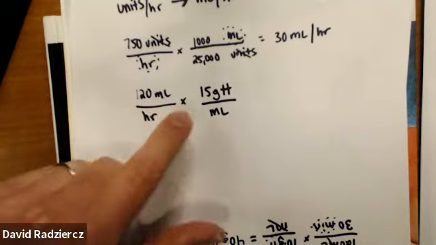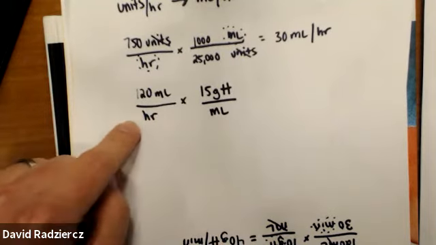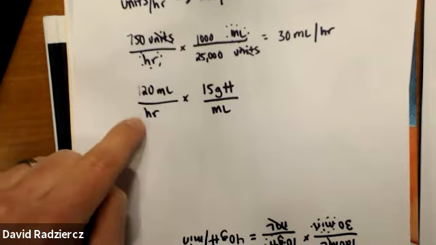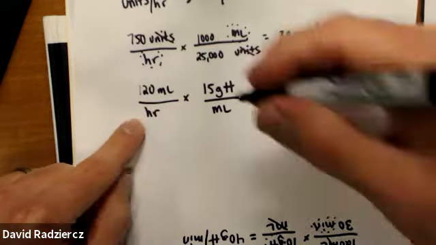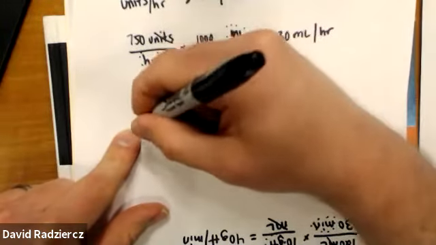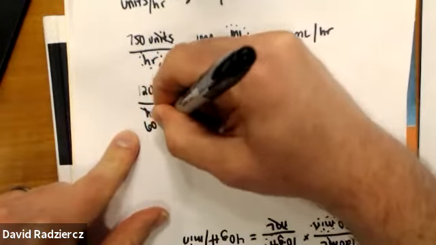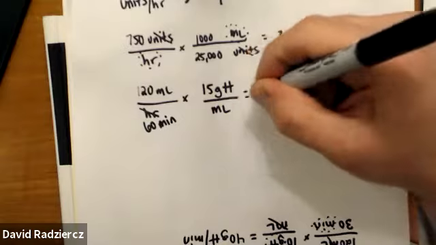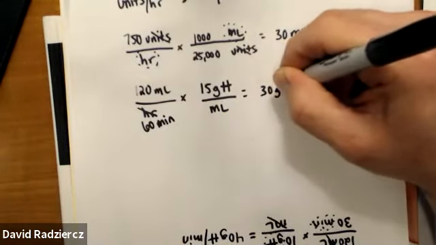So 120 times 15. Now, remember, when we answer this, the question says calculate the drop rate in drops per minute. So one of the shortcuts is get rid of hour and just make that 60 minutes. Okay, because they're the same thing, right? So it saves you a step. You don't have to do another conversion. So 120 times 15 over 60, and you'll get 30 drops per minute.